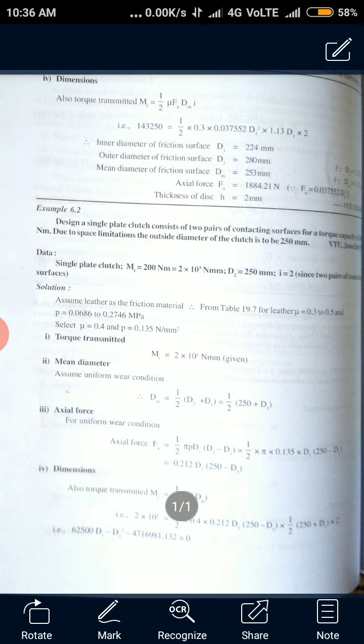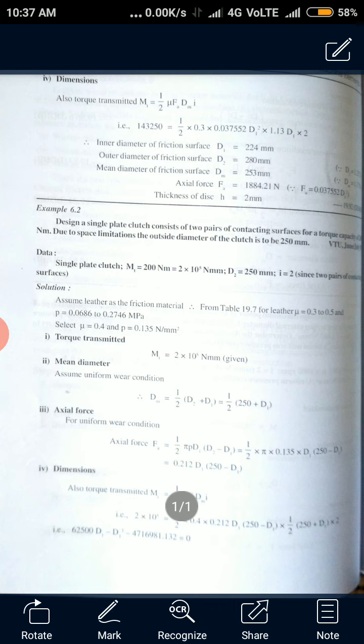Mean diameter, just substitute in the equations, and you'll get the earlier equation's dm as 253 mm. Then you'll get the axial force: again you substitute all these values in the corresponding equations, and you'll get Fa 1884.21 Newton. So like this you have to determine all the parameters of the clutch plate. Okay, similarly we take the second problem.